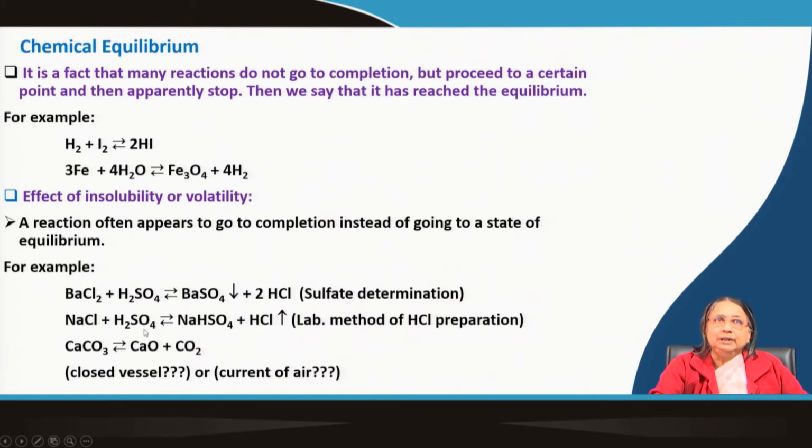What we do in this method, we take solid sodium chloride, and then we drop concentrated H2SO4 onto it. Then we see that HCl gas is produced, which is taken out, that means it goes away as a gas from the reaction mixture, and then more and more reaction goes towards the forward reaction.